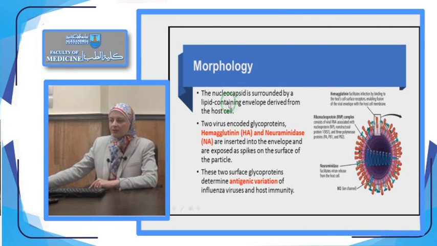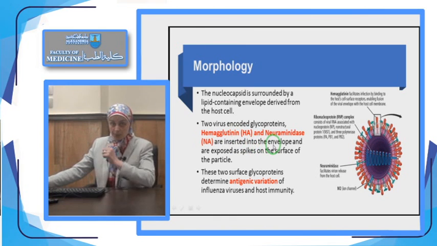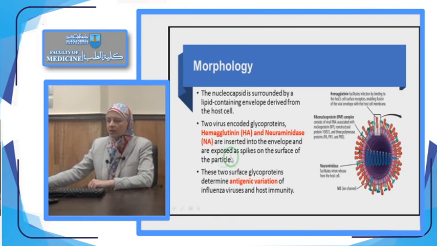The nucleocapsid is surrounded by a lipid-containing envelope. So influenza is an enveloped virus. The envelope, of course, for any virus, is derived from the host cell membrane. But it is modified by the attachment of the viral glycoproteins, the surface proteins of the virus. The two virus-encoded glycoproteins, the hemagglutinin and the neuraminidase, are inserted in the envelope, and they are exposed as spikes on the surface of the particle.